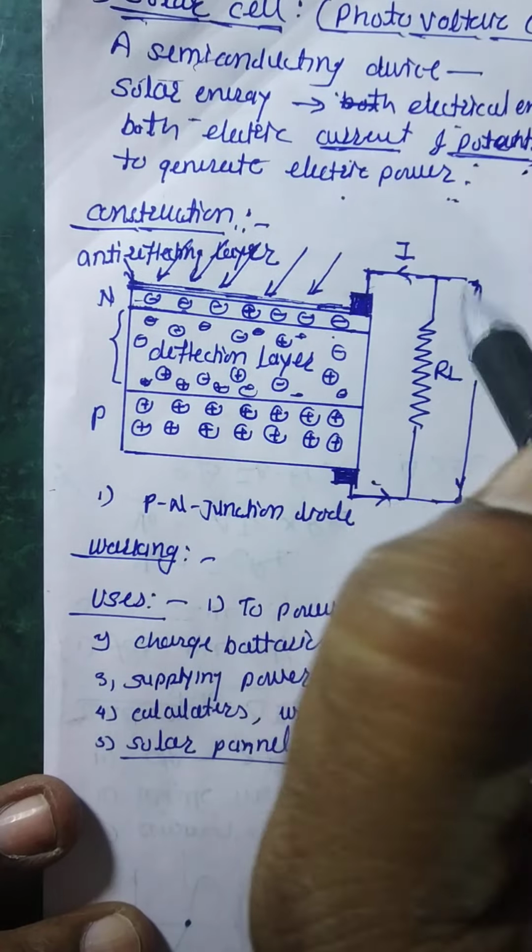What is a solar cell? A semiconductor device which converts solar energy into electrical energy, in which both electric current and voltage are generated, which is used to generate electric power, is called a solar cell.